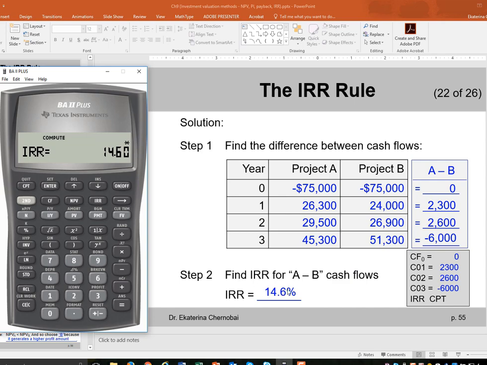14.60%. That's the answer. And so each project will have its own NPV profile, the line that slopes down and to the right, showing the net present value for different discount rates that are tried, and the two lines will be crossing where the discount rate is 14.6%. And to the left of it, you will pick one project. To the right of it, you will pick another project.